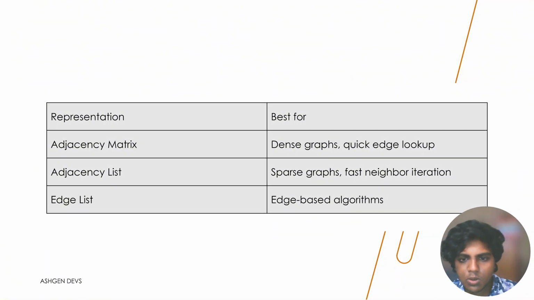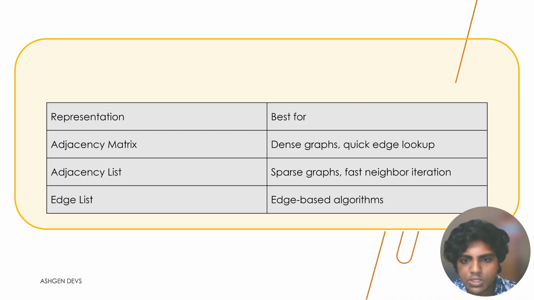Before we go to our code implementations, let's see when to use these graphs. In the representation, we have what each is best for. Adjacency matrix is best for dense graphs and quick edge lookups, and adjacency lists are best for sparse graphs and fast neighbor iterations, so it is easy to check the connection between each. The edge list is for edge-based algorithms. So let's move on to the coding section.